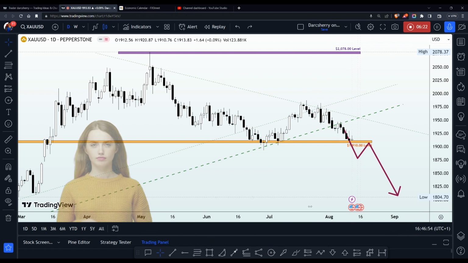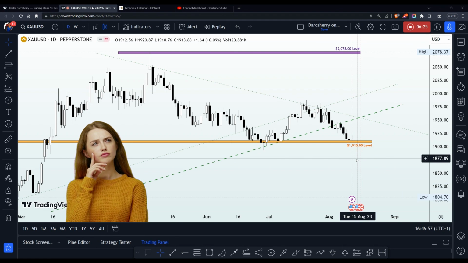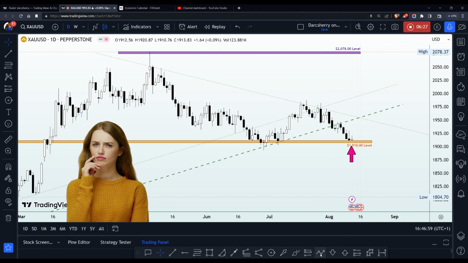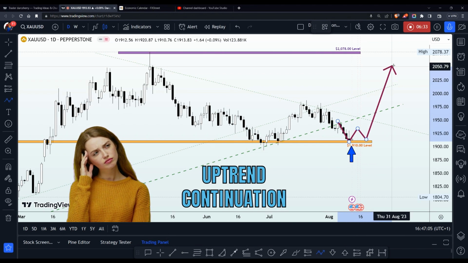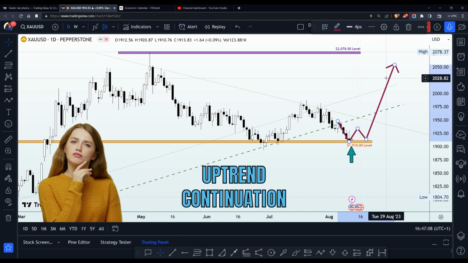Then the other possibility here is, will price respect the 1,910 level one more time, just as it has been doing since the beginning of this year, to incite an uptrend continuation?